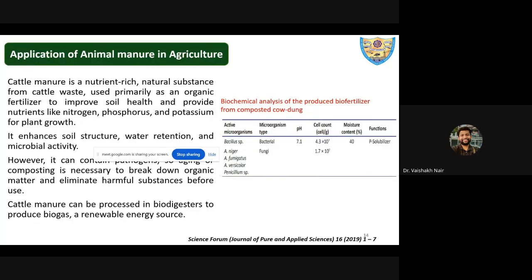Some of these are also known to have a biodegradation property. That means they can generate certain enzymes which can break down complex pesticides and all those things. Generally the main role comes from these bacteria; they produce enzymes. For example, Bacillus will produce phosphatase, an enzyme which converts the insoluble phosphorus into the soluble form. In the same way, these other compounds produce other enzymes which help in enhancing the soil.